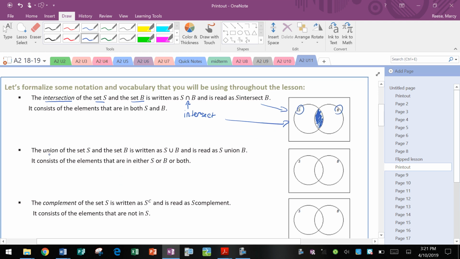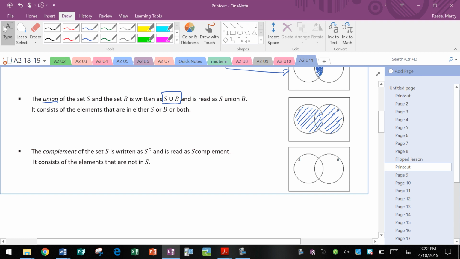The union, which is the second part here, the union of S and B is written as a U. See it right here? It's a U. Okay? So the intersect was an upside down U. The union of S and B. I think of the union as all of S and all of B being one big happy family. It consists of the elements that are in either S or B. So it could be in S, it could be in B, or it could be in both. So we're going to highlight all of them.